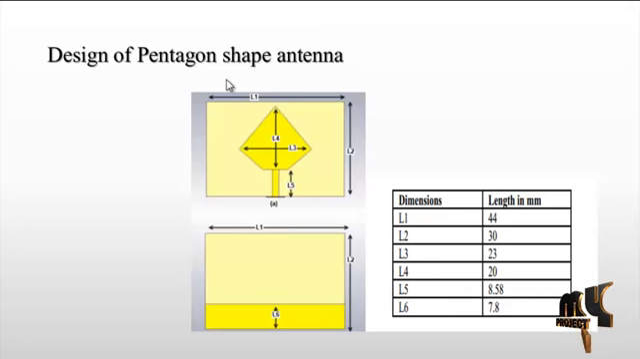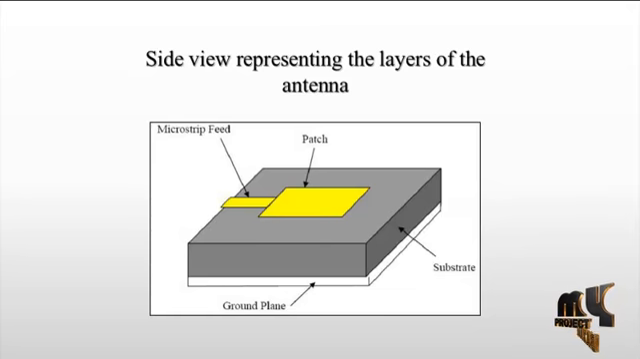This is the design of the pentagon shape antenna, as implemented in the HFSS software. This is a partial ground, not a full ground. These are the dimensions and lengths in mm, for example L1 is 44. This pentagon shape antenna is easy to simulate in the software. Overall it is easy to detect with.